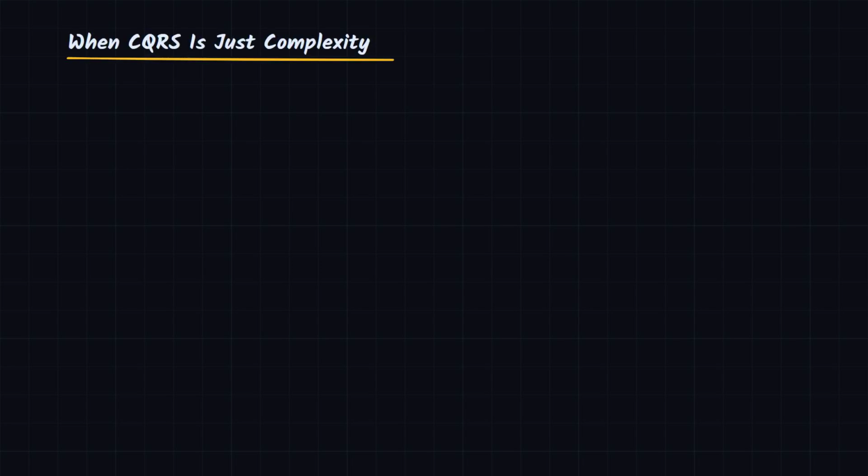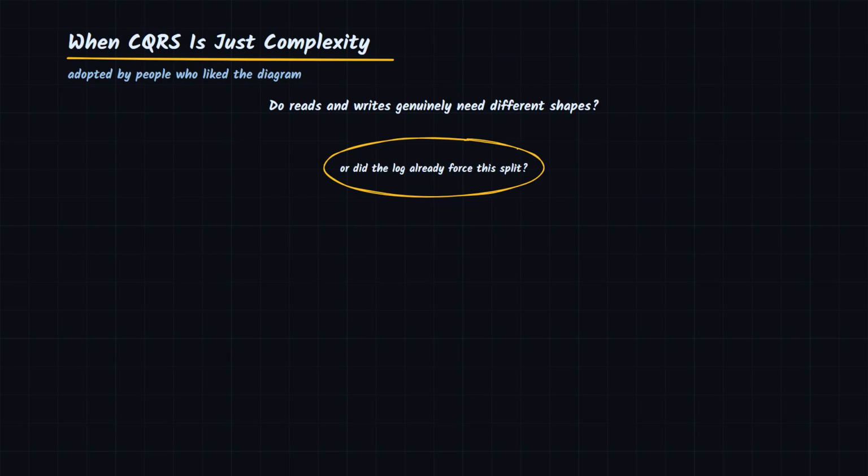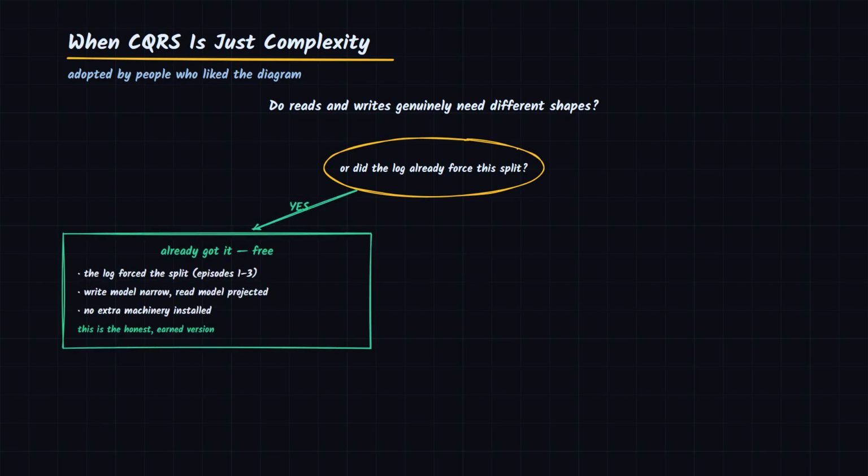Now the honest part. Because CQRS gets adopted by people who liked the diagram, without event sourcing, CQRS means keeping two models of the same data in sync yourself, and you have chosen a synchronization problem that you did not previously have. In exchange for query flexibility, you could probably have got from a view and an index.